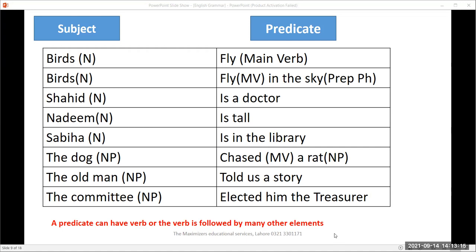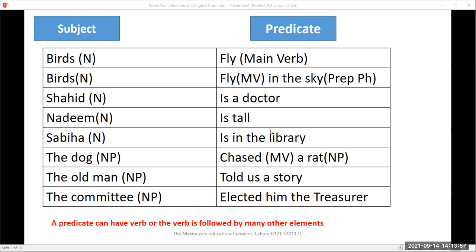One thing you should make clear is that the subject has only nouns, the doer of the action. It can be one word, two words, three words. The rest of the sentence is called the predicate. A predicate can have one word, or two words, that is one main verb and a prepositional phrase. It can have a verb and a complement, a verb and an adjective, a verb and a prepositional phrase, a verb and a noun phrase, or a verb, an object and a complement.